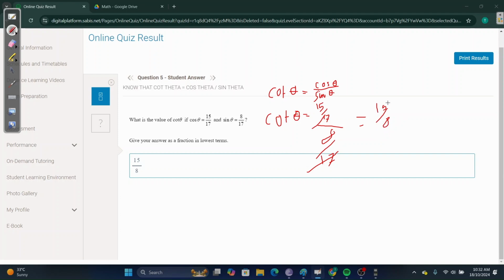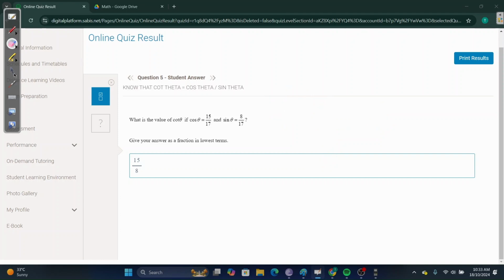Now, if you remember, tangent was opposite over adjacent. That's why it's the TOA part of SOHCAHTOA. So now cotangent is adjacent over opposite. That's just an easy way to memorize it if they give you a triangle, which they won't, but they might. 15 over 8 is our answer.